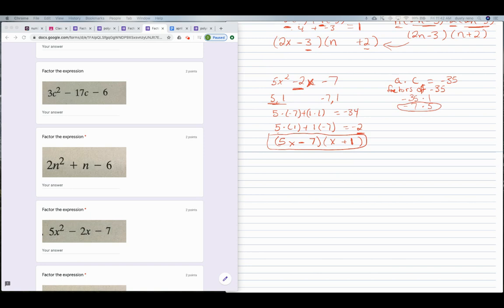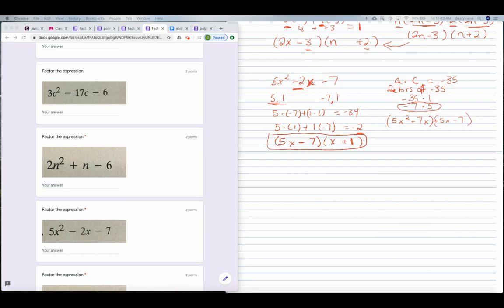Okay, so that would be 5x squared minus 7x plus 5x minus 7. Okay, so now we're going to group them together. So the first two terms and the last two terms.